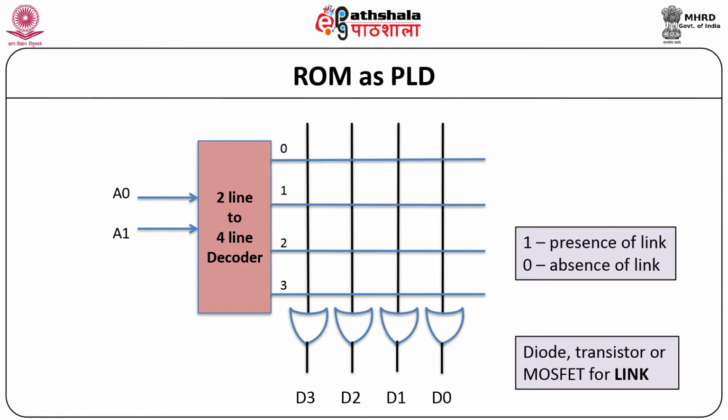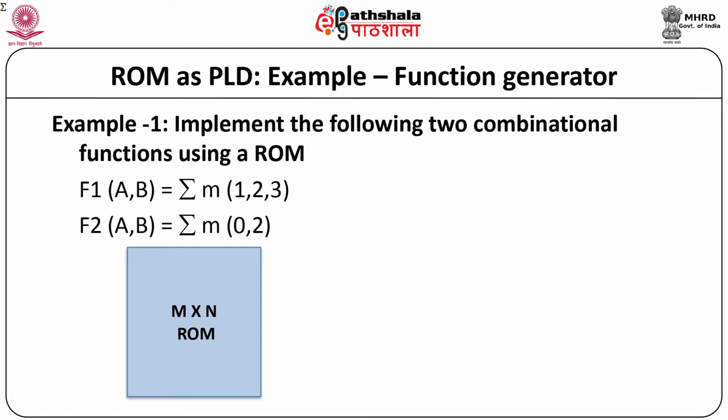Many times a simple method is to use a fuse link. The fuse link is normally intact and connects the horizontal and vertical line. Presence of a link is equivalent to one of the logic, say logic 1, and absence of a link is referred to as logic 0. Let us now take an example to demonstrate how ROM can be used as a programmable logic device.